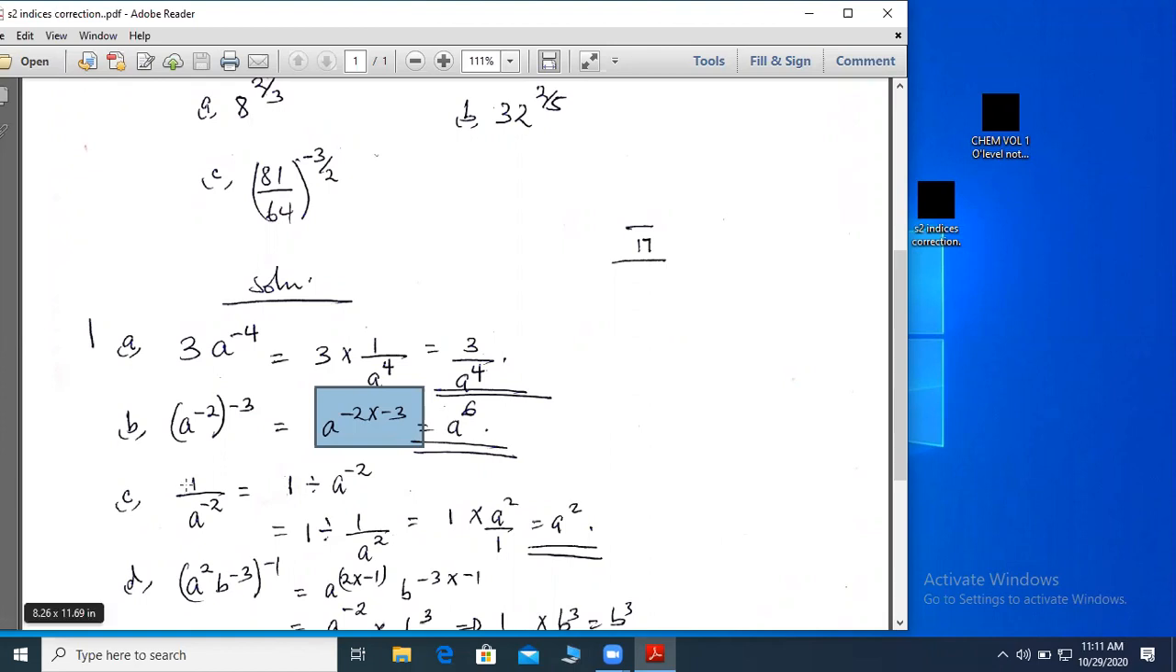Now, we had also 1 over a to the power negative 2. So this is division, so we can simplify by saying this is 1, you divide it by a to the power negative 2. But you remember a to the power negative 2 is the same as 1 over a squared.